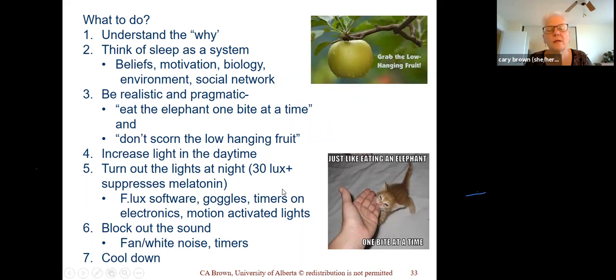Increase light in the daytime, decrease light at night, pretty straightforward. Use the technology that's out there. And people are quite creative. They'll Google, they'll bring you something, they'll ask your opinion. You can help them determine, is this evidence-based or not? Is there some support for it? Or are they being sold a gimmick? Because this is big money right now, right?